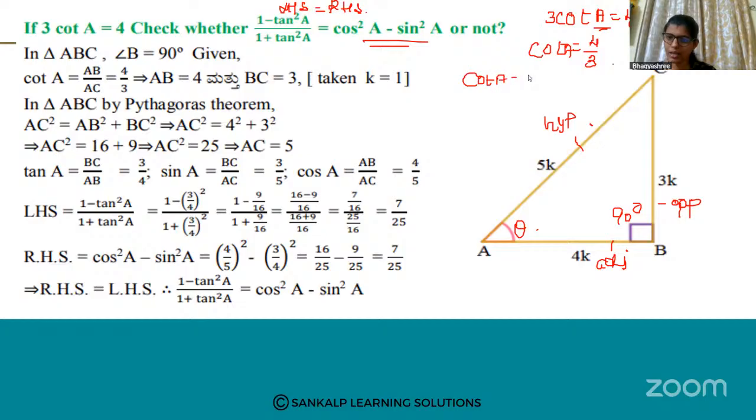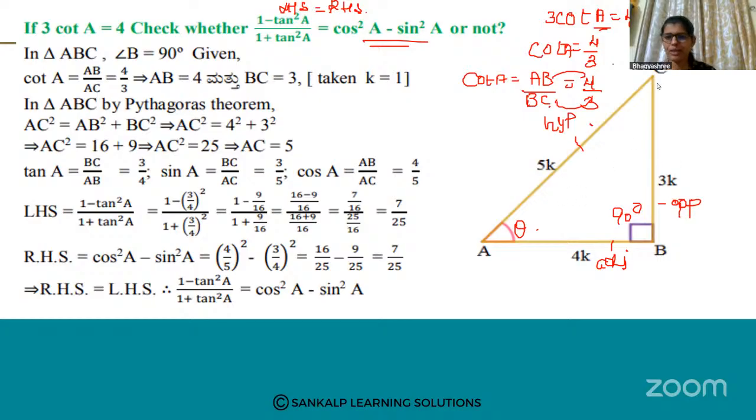Cot A means adjacent side divided by opposite side. Adjacent side is AB. Opposite side is BC. So AB value is 4, BC value is 3, right? Cot A value is 4 by 3. So cot A means AB divided by BC. So AB value is 4. K means any constant term. We'll take K is equal to 1. Right? 4K, it is 3K.